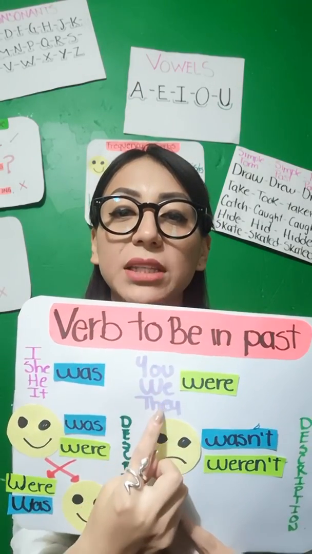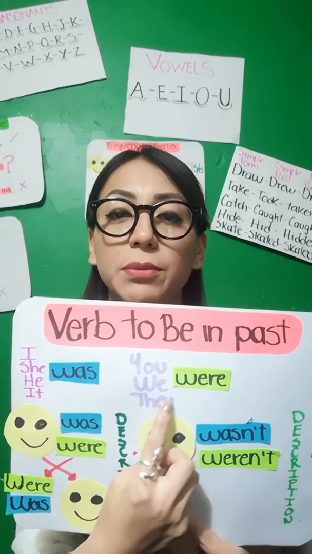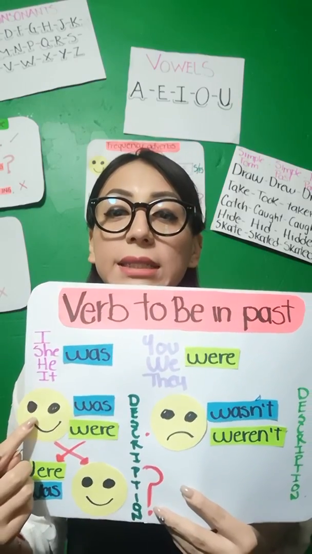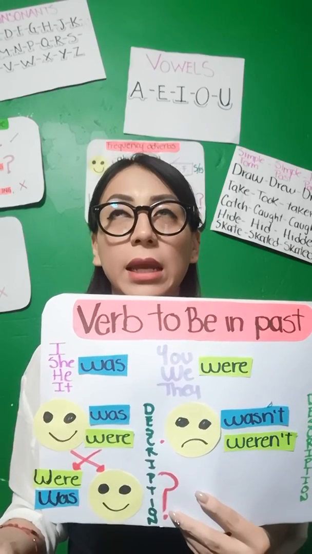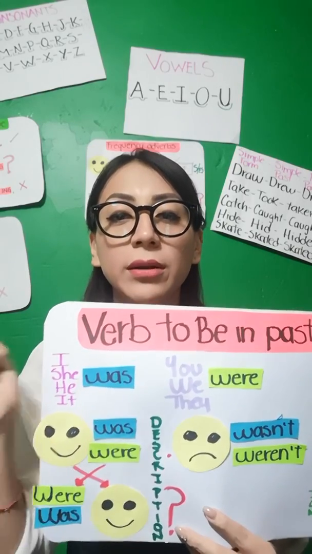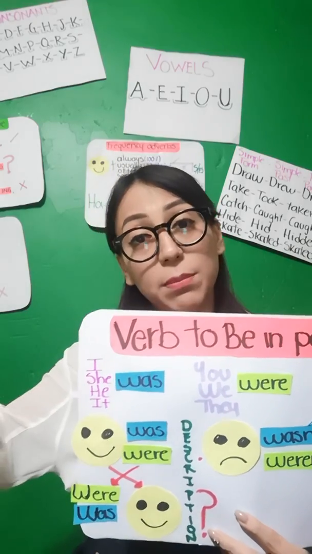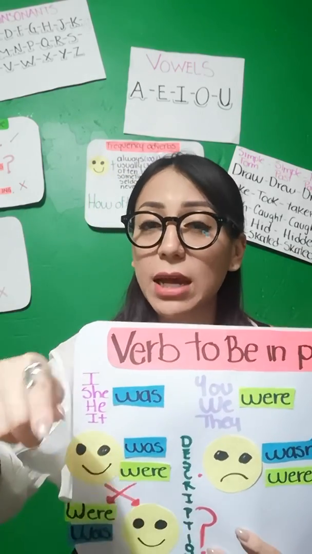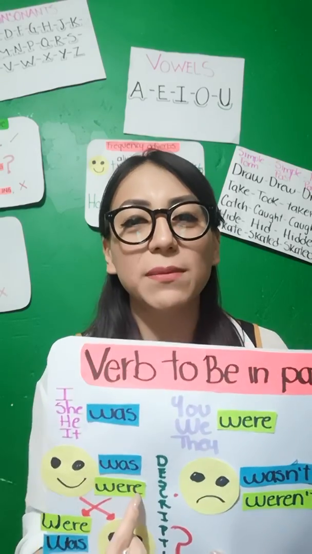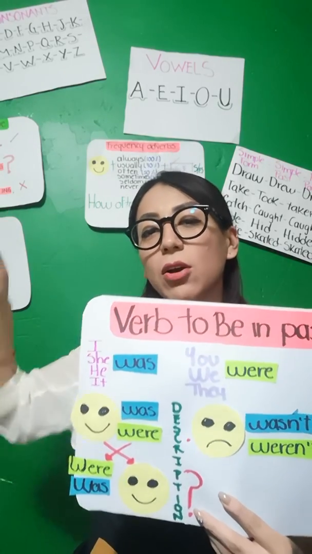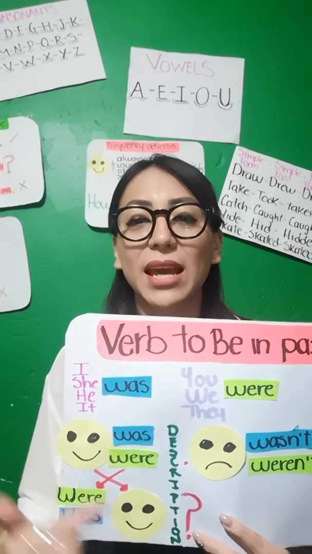Now, let's practice with some examples using verb to be were. Example, you were kids. I know that you are kids now, but you were babies. Many years ago, you were babies, okay?